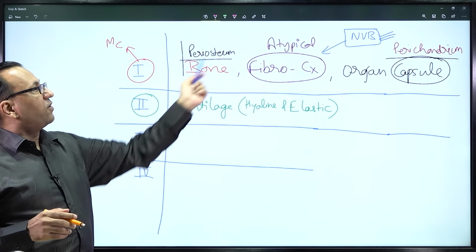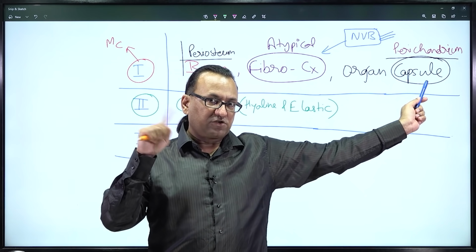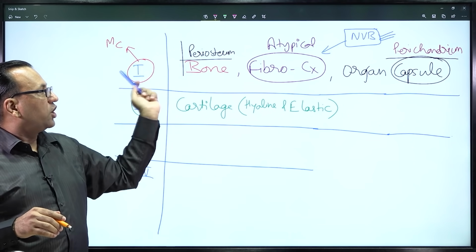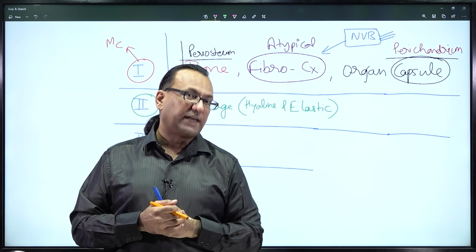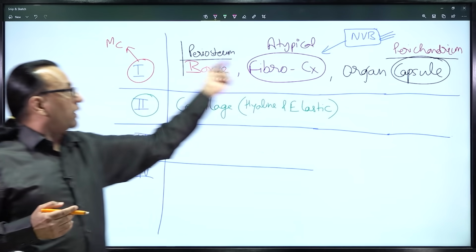So may it be periosteum or may it be perichondrium, it is capsule covering the structures and it is type 1 collagen. You remember our question was on joint capsule. So joint capsule, which collagen? It will be type 1 collagen.